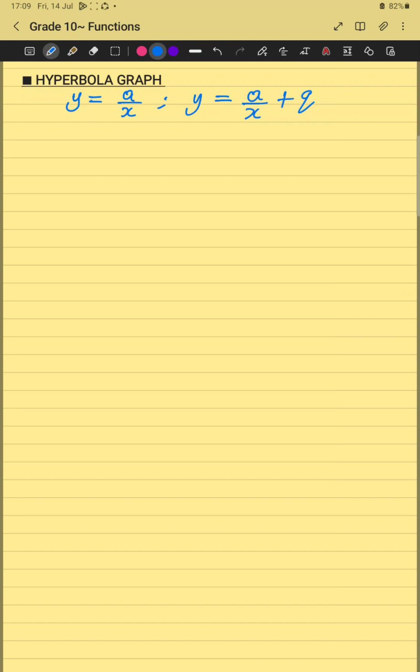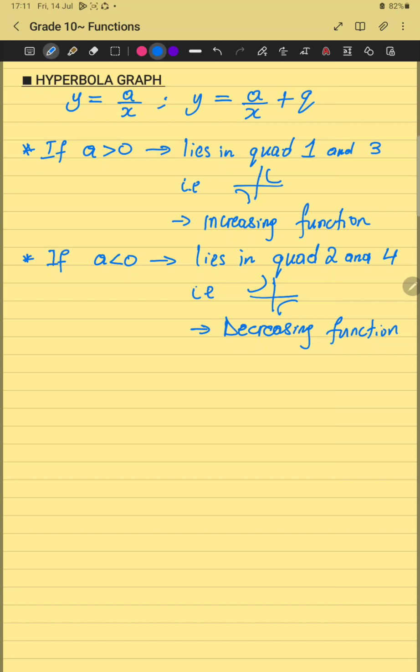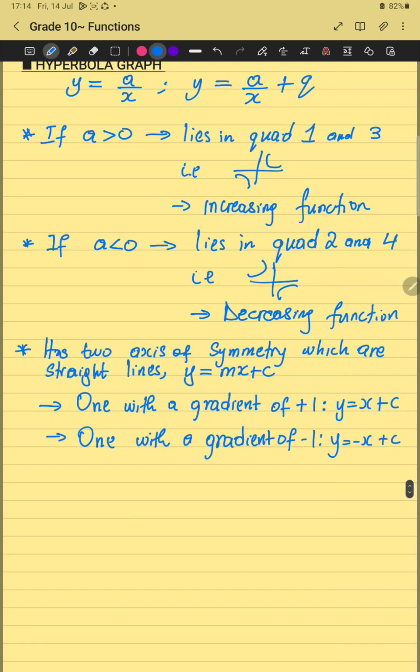If a is greater than 0, the graph lies in quadrant 1 and quadrant 3. If a is less than 0, it lies in the second quadrant and the fourth quadrant. This is the graph when a is less than 0. Now let's look at the two axes of symmetry of a hyperbola. There are two, one with a positive gradient and the other one with a negative gradient.